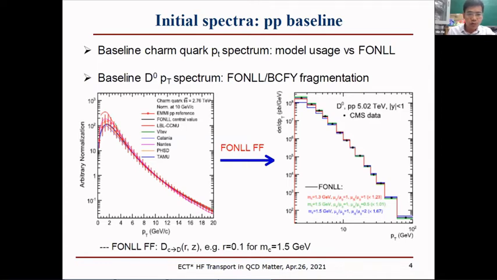So in most models, the initial charm quark spectrum was obtained from the FONLL software. But some of the models took the initial charm quark spectrum from PQCD model calculations. So we see at low pT this initial charm quark spectrum is still subject to significant uncertainties or variations between different models. The FONLL software was already able to get the D meson spectrum in pp collisions very well after fragmentation.